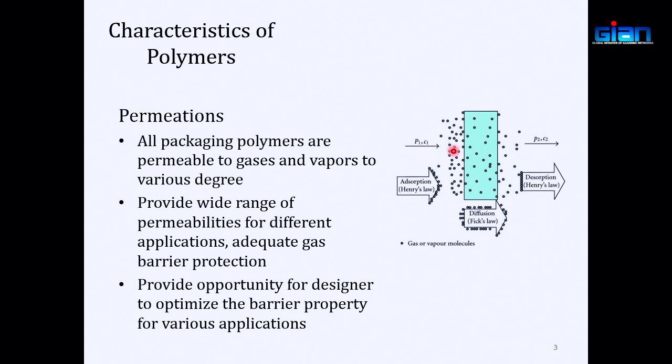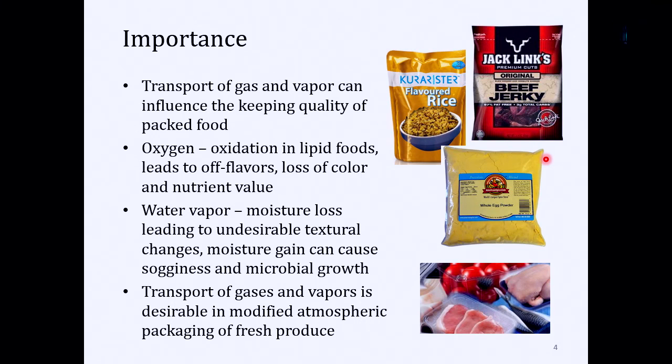In this case, it's absorption, diffusion, and desorption. So the importance of permeation through polymeric packaging is that it can influence the keeping quality of your packaged food, because different food products have different requirements, and if you do not allow the appropriate amount of gas exchange or vapor exchange, then it's going to affect the keeping quality or shelf life of your product.